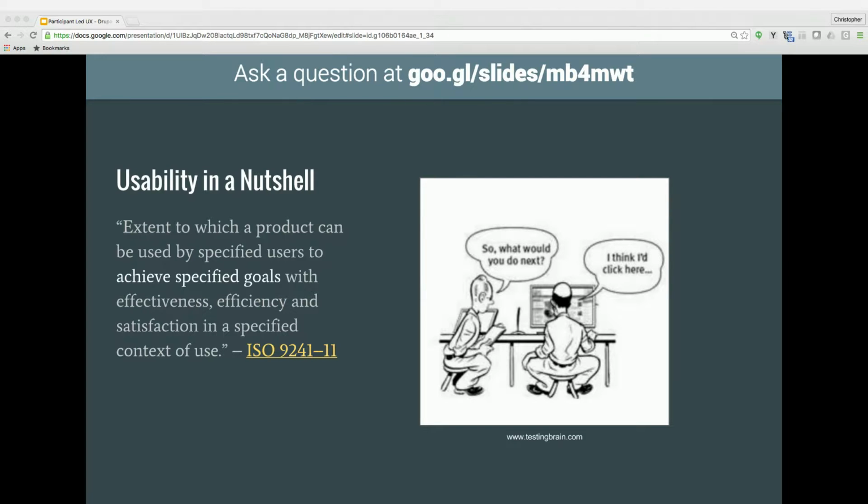Usability in a nutshell, then, is, of course, the extent to which that product can be used with specific users in mind, their effectiveness, their efficiency, their satisfaction. And that's, again, not me. That's the International Standards Organization telling us what usability is specifically.